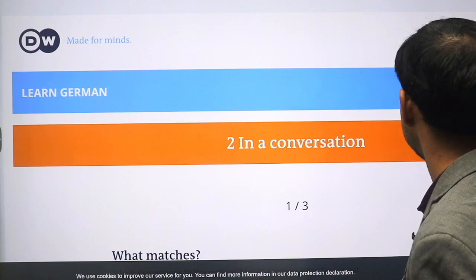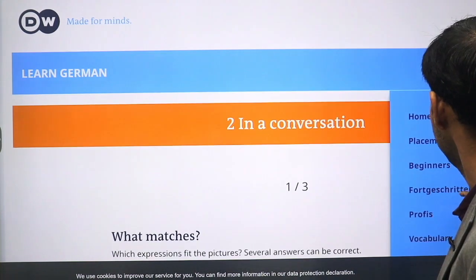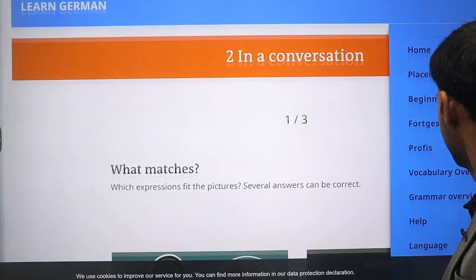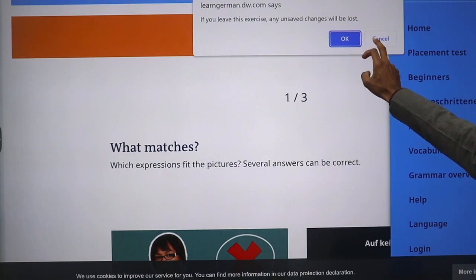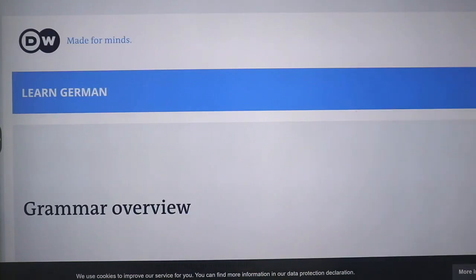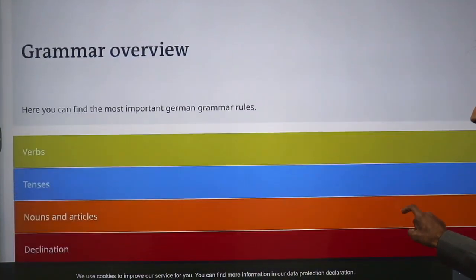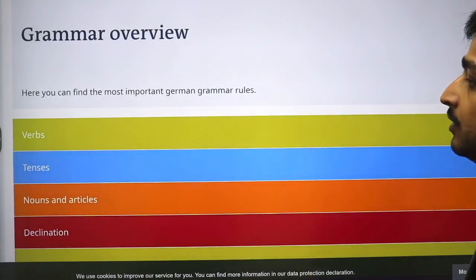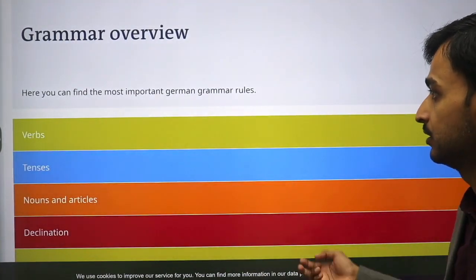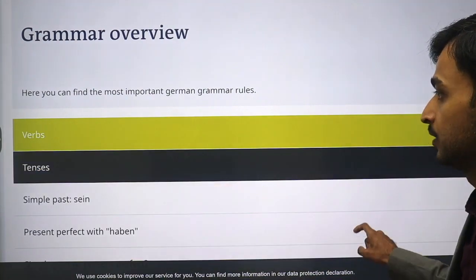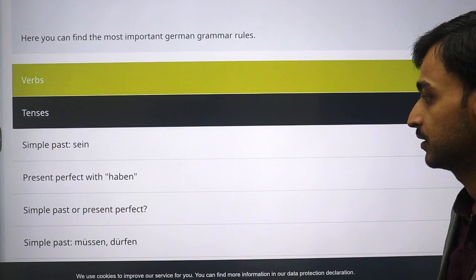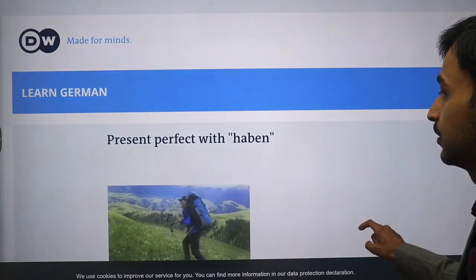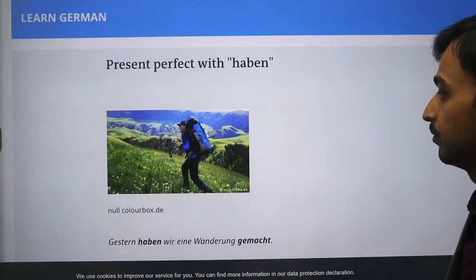Next we'll see what is next here. Grammar overview. If you want to see the grammar, this is also available. Here you can practice grammar like verbs, tenses, nouns, articles, declension. We'll see tenses: simple past, present perfect, everything. Like haben, you can see present perfect with haben.